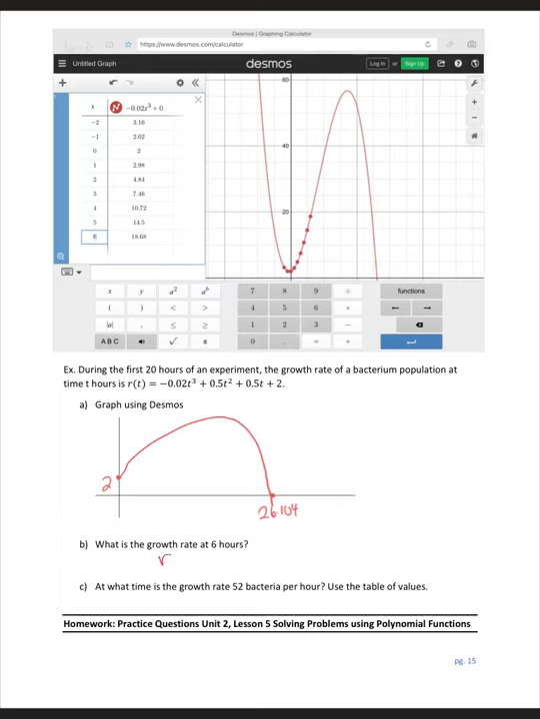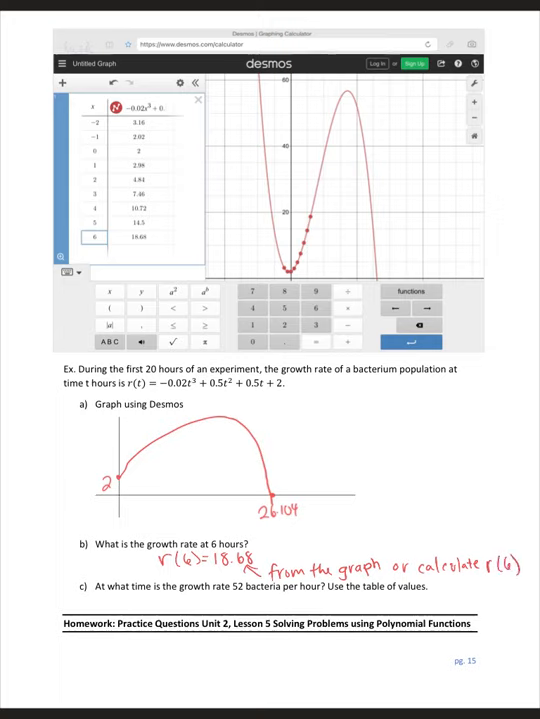So we would say R(6) equals 18.68. And we can say that this is from the graph. Or we could have just plugged 6 into the equation, right, and used the algebra strategy. So from the graph, or calculate the value of R(6).